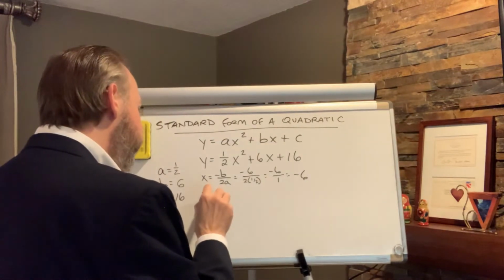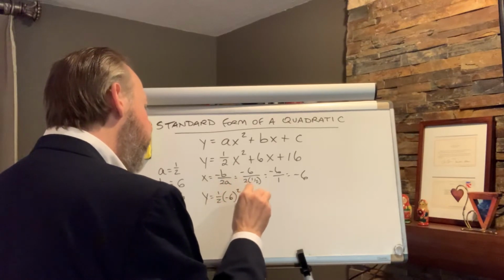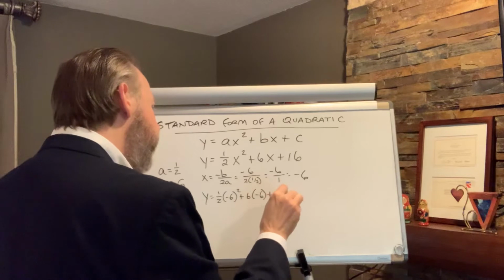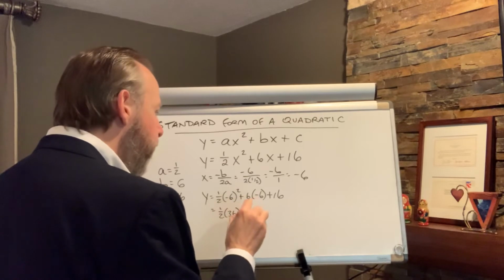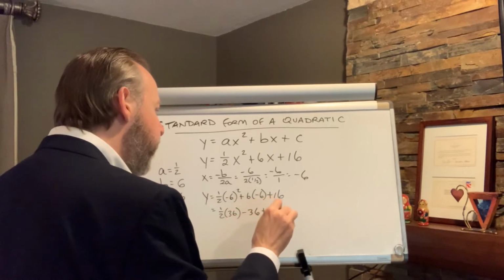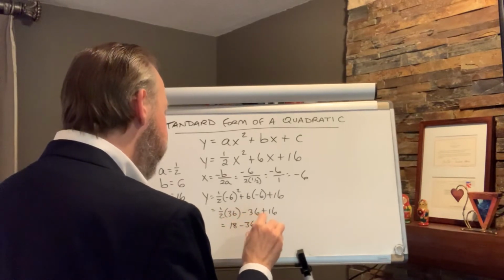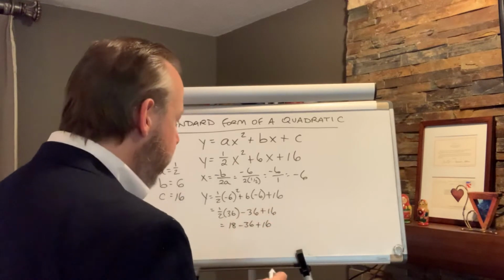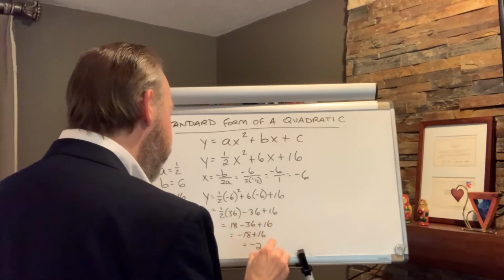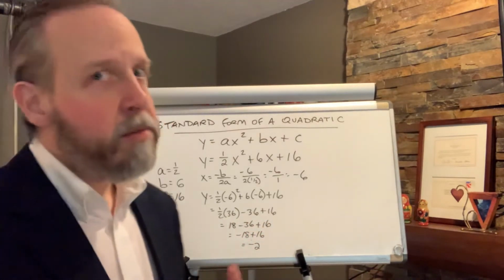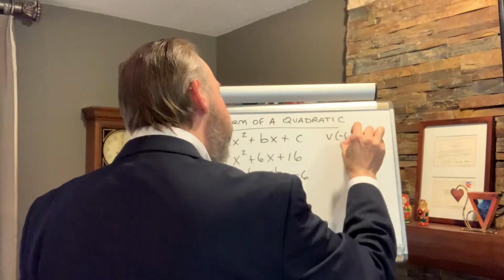Then we plug it in to find y. It's 1/2 of negative 6 squared plus 6 times negative 6 plus 16. Order of operations, it's 1/2 of 36 minus 36 plus 16. Half of 36 is 18 minus 36 plus 16. 18 minus 36 is negative 18, plus 16 is negative 2. And again, use a calculator. You don't have to show everything on paper. So my vertex is negative 6, negative 2.